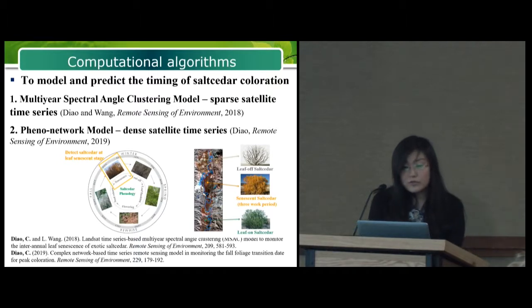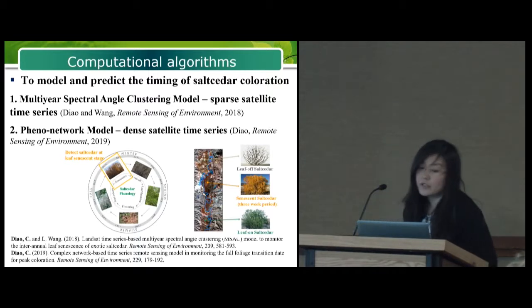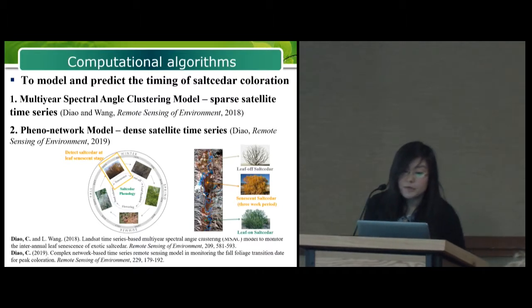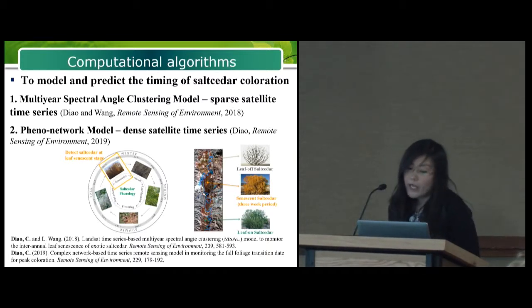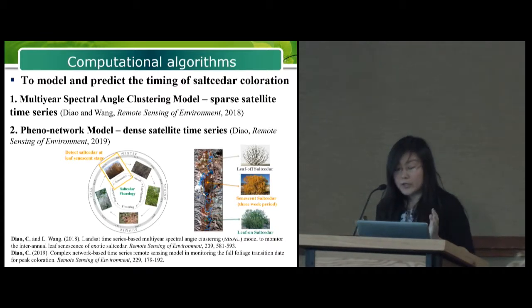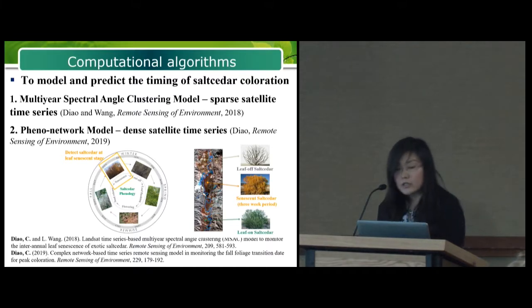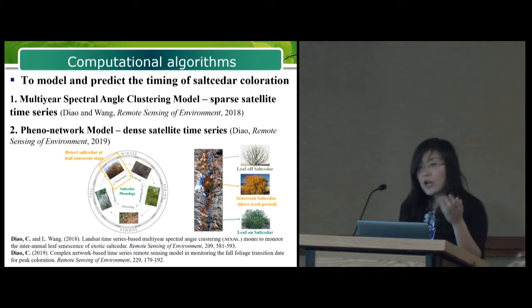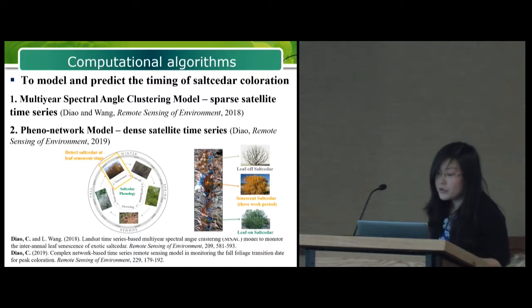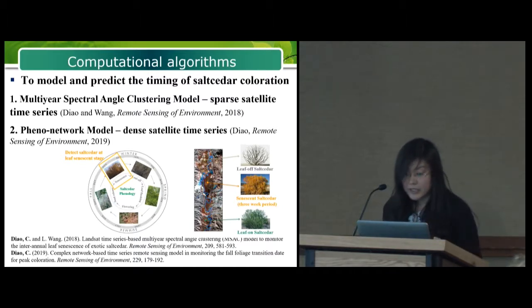So to do this work, we have developed two computational algorithms. One is called the multi-year spectral angle clustering model. Basically, this model is used in situations when we only have very sparse satellite time series acquired throughout the years. Because in a lot of locations, because of cloud cover, the satellite imagery that we might be able to use within a year might be limited.